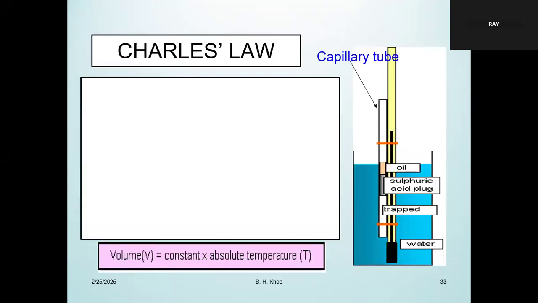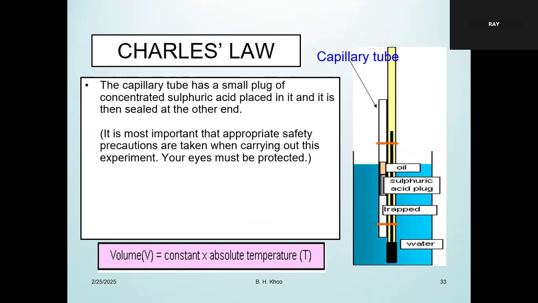Charles' law: volume is proportional to absolute temperature. A capillary tube has a small plug of concentrated sulfuric acid placed in it, and it is then sealed at the other end. Basically, we have a capillary tube. This part is open. This part is closed, and then this may be a rubber band. And then the sulfuric acid, the oil, seals it, so that none of the trapped air can escape.